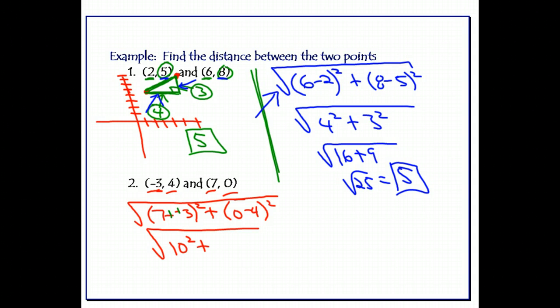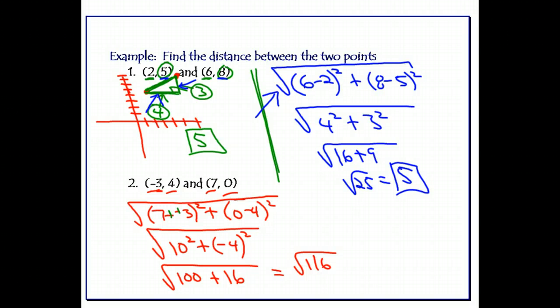The 0 minus the 4 is a negative 4. Let's write that out, negative 4. I've got that negative 4 squared. The 10 squared is 100. And don't get fooled, the negative 4 squared is a positive 16. A negative times a negative is a positive. And I figure that out, and I get the square root of 116.